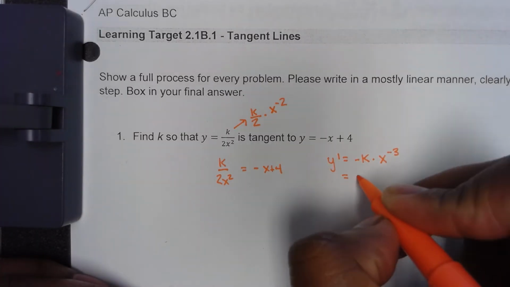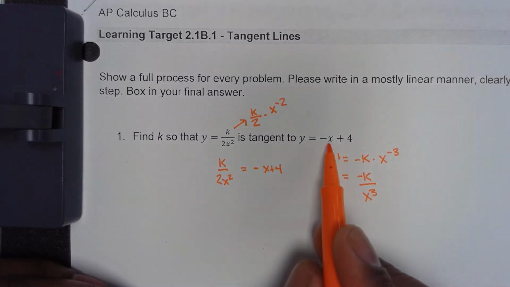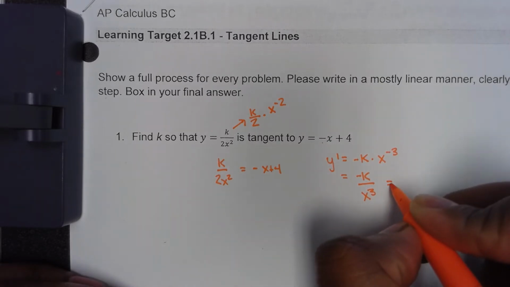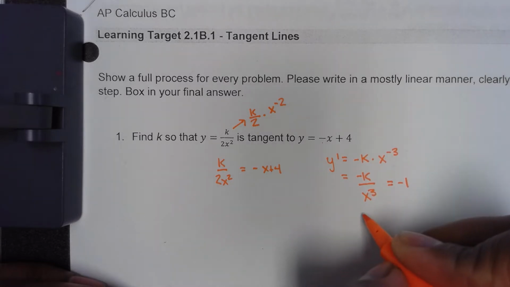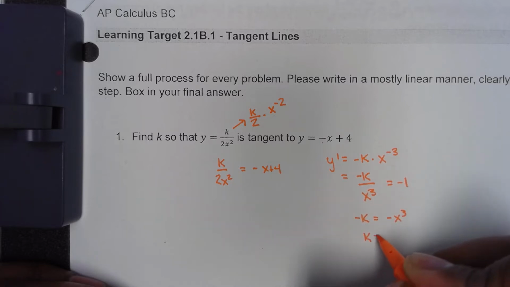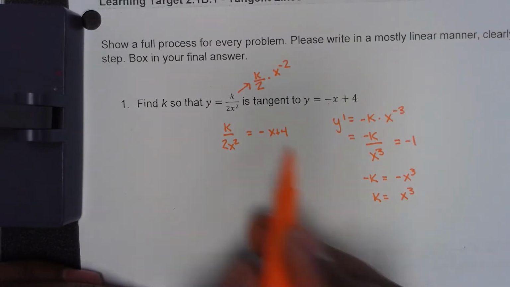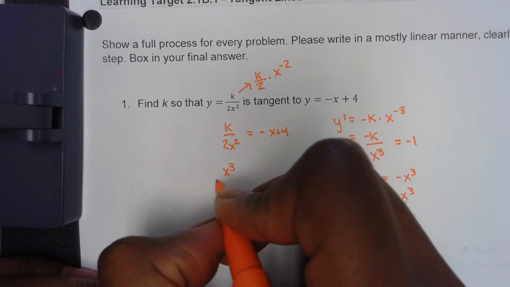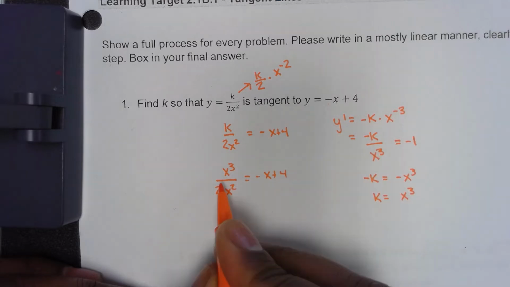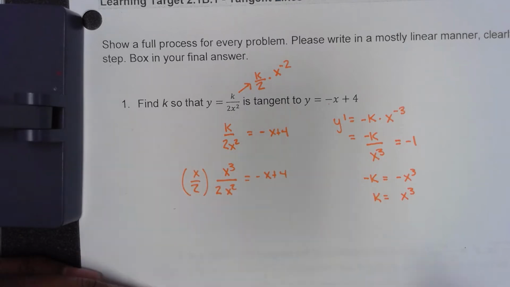So we rewrite this to be negative k over x cubed. And again, since the slope of the tangent line is negative 1, the derivative should equal negative 1. So we get negative k equals negative x cubed, which would imply that k equals x cubed. We replace k equals x cubed over here, so we get x cubed divided by 2x squared equals negative x plus 4. So this simplifies to be, really this is x over 2.